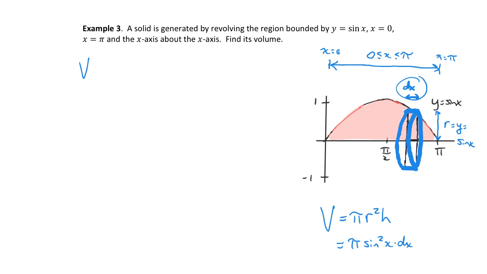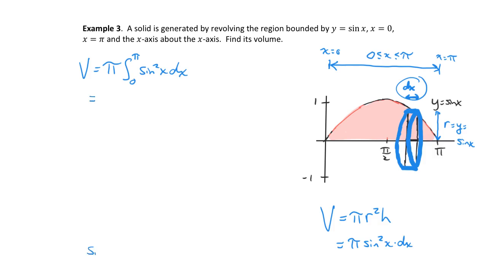Our volume, therefore, is pi times the integral from 0 to pi of my radius squared, which is sine squared of x, dx. Okay, this is a tricky integral. You either need to use a trigonometric identity, which I'll list here in just a moment, in order to evaluate it, or you can use integration by parts. It's kind of a funny circular type of thing, so I prefer using the half angle identity.